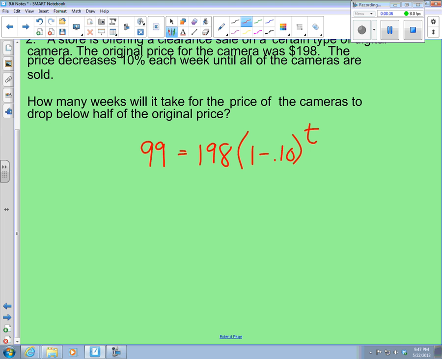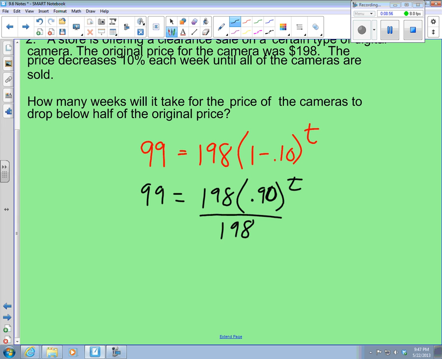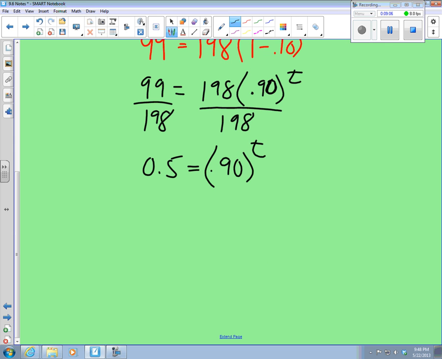And we're back again. Good job. Let's see what you got. See if you get the same thing I do. So this is 99 equals 198 times 0.90 to the t power. I want to get that 0.9 to the t power by itself. So divide both sides by 198. I'm going to get 0.5 equals 0.90 to the t, or just 0.9 to the t, it doesn't matter.